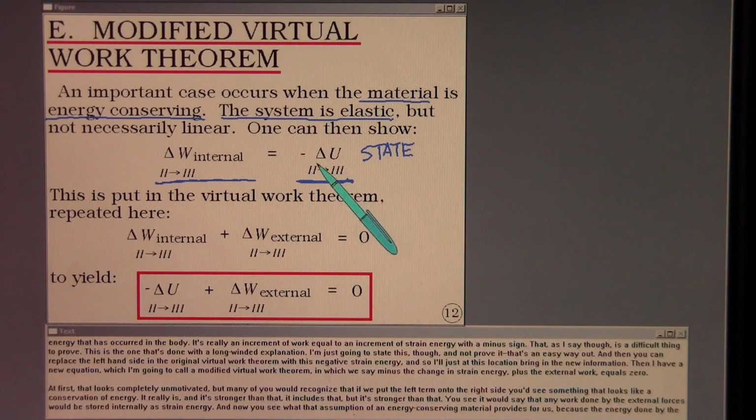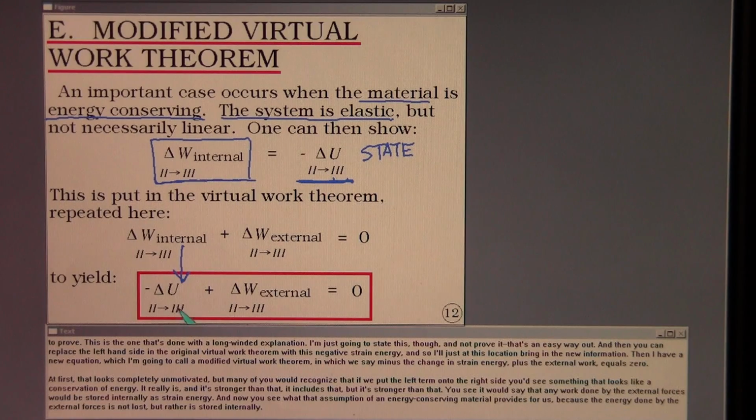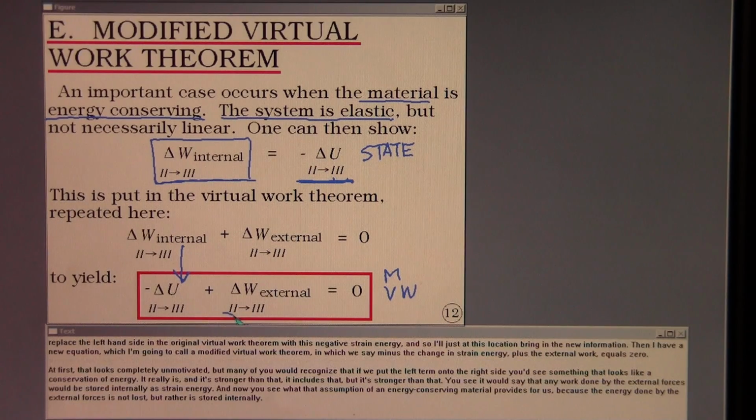And then you can replace the left-hand side in the original virtual work theorem with this negative strain energy. And so I'll just at this location bring in the new information. Then I have a new equation which I'm going to call a modified virtual work theorem, in which we say minus the change in strain energy plus the external work equals 0.